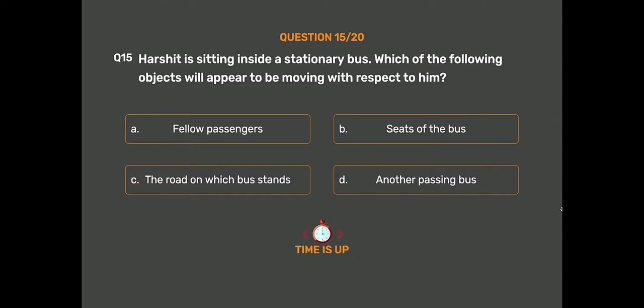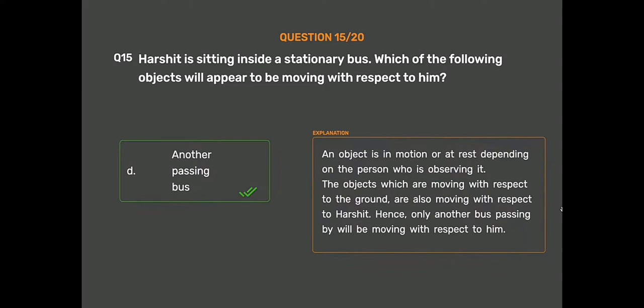The correct answer is option D. Another passing bus. An object is in motion or at rest depending on the person who is observing it. The objects which are moving with respect to the ground are also moving with respect to Harshit. Hence, only another bus passing by will be moving with respect to him.